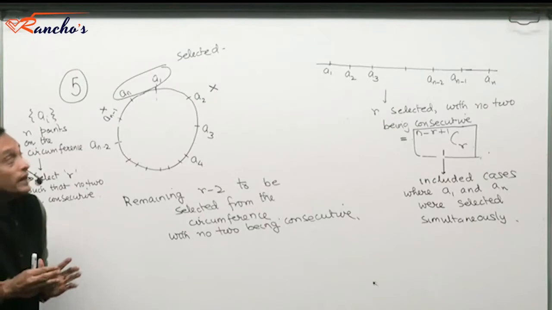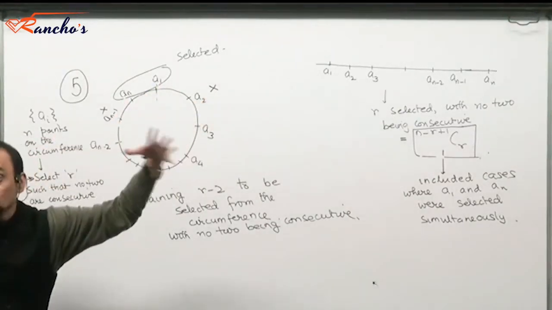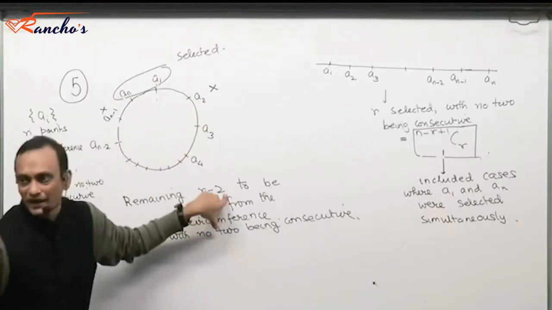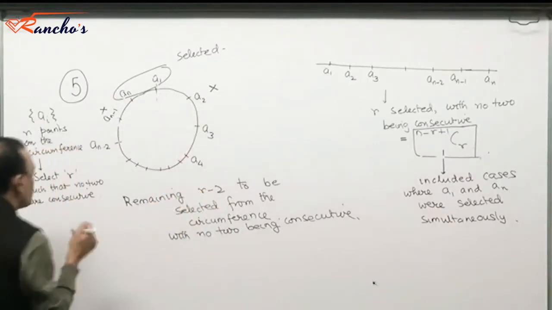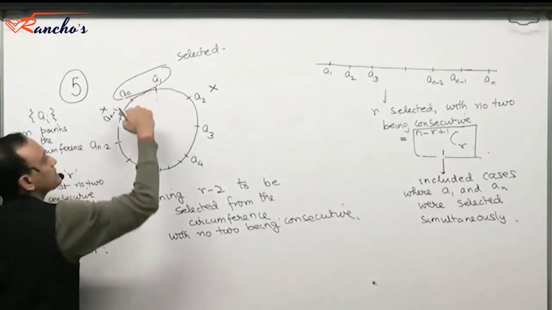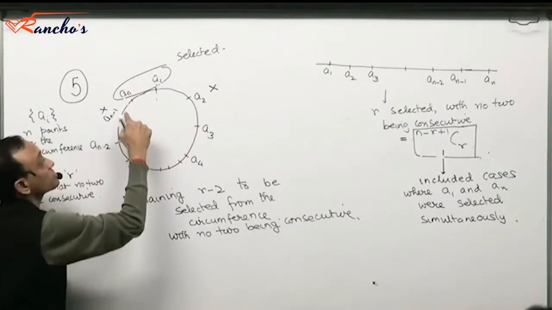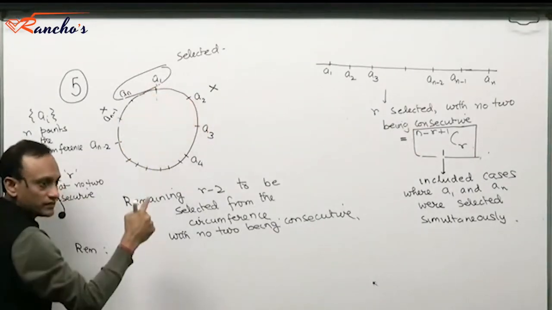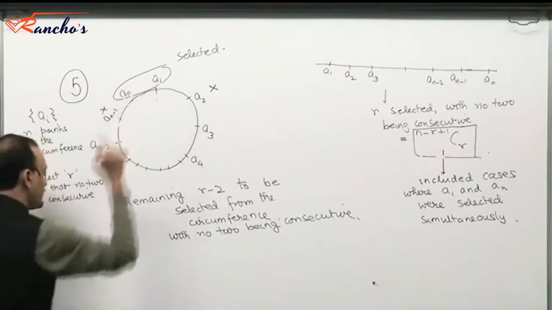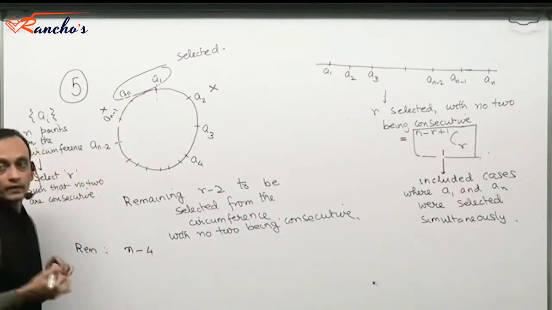That means now my processing window is not n minus 2, it is n minus 4. Now I'll be left with n minus 4 numbers from where I have to select r minus 2. Yes or no? Now I'm left with remaining how many numbers? See, if a1 and an are selected, I can't select these two, because this and this are consecutive, this and this are consecutive, right? a1 and an are selected.